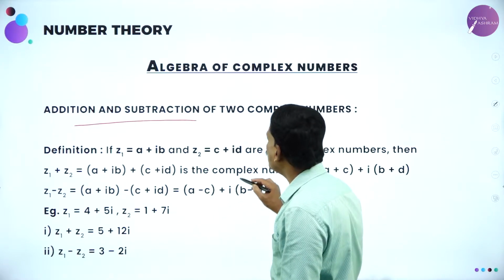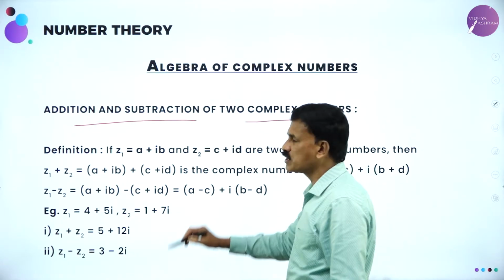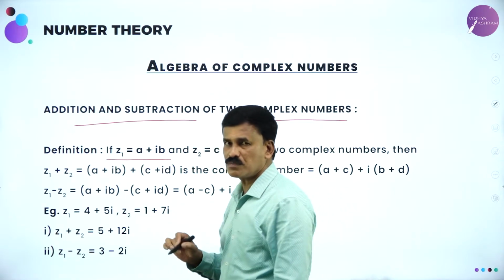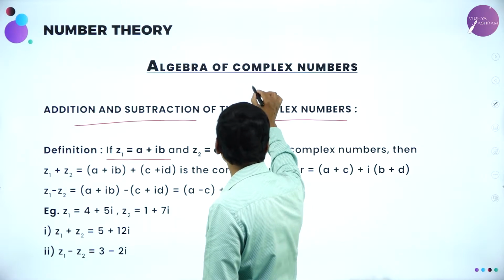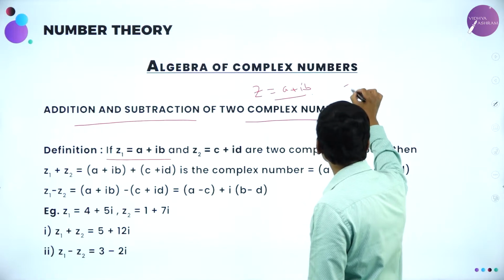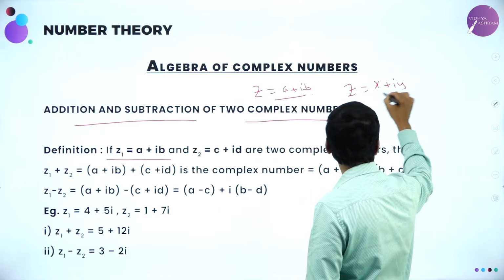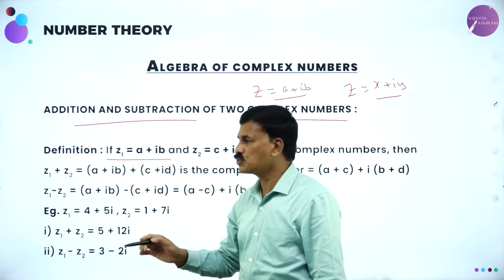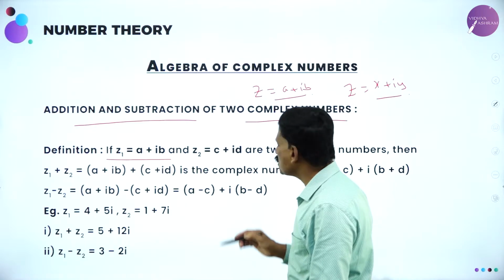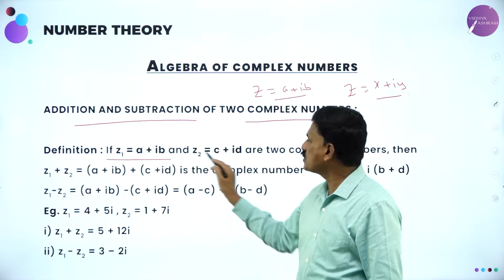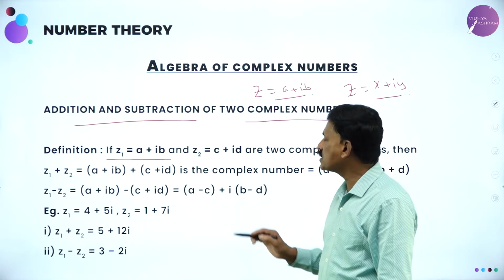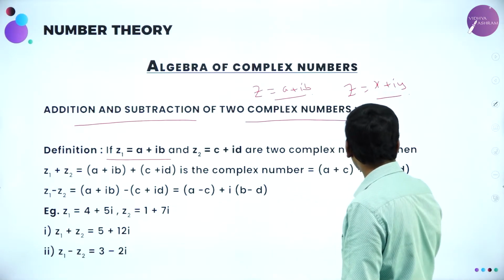Now, let us look at addition and subtraction of two complex numbers. By the definition of a complex number, z is equal to a plus ib is a complex number, or we can also write z is equal to x plus iy. Let us consider two complex numbers, z1 is equal to a plus ib and z2 is equal to c plus id.